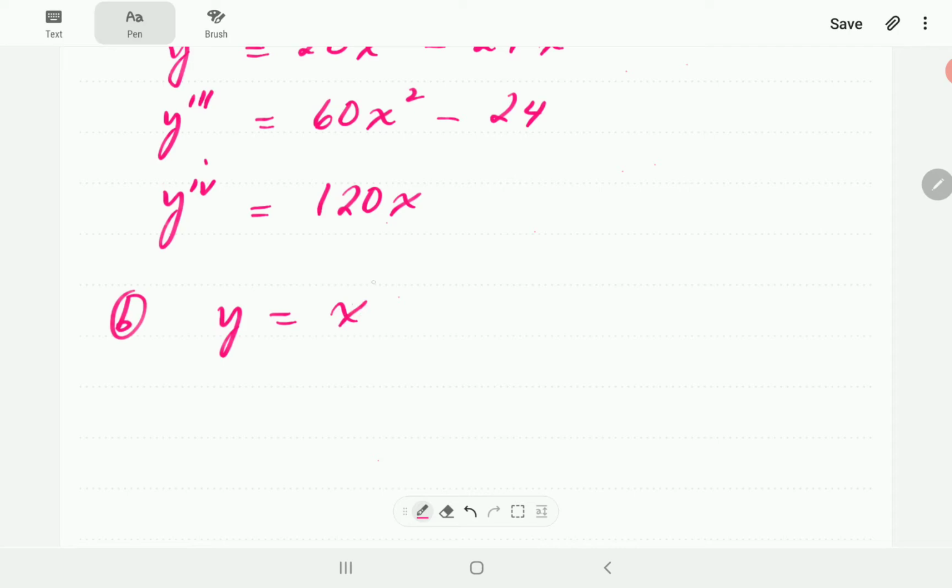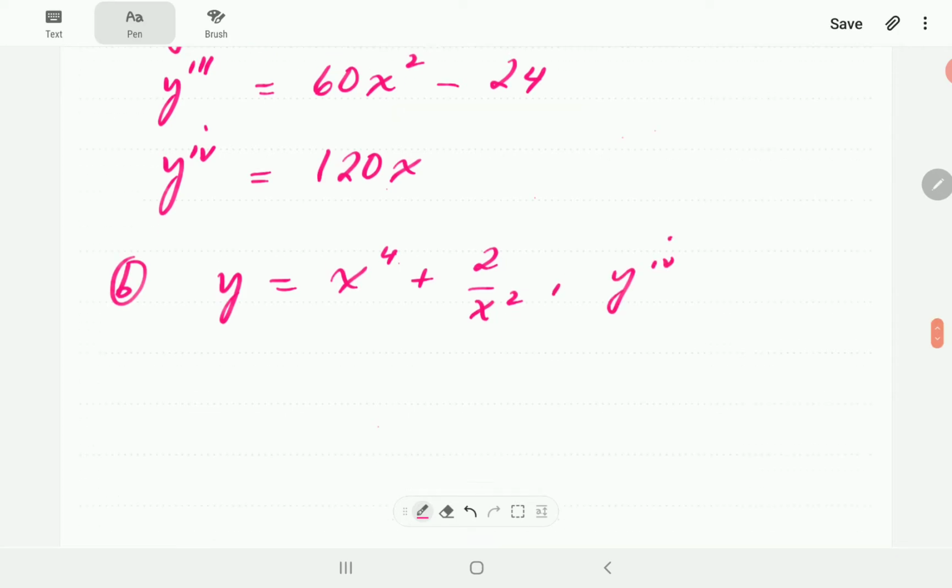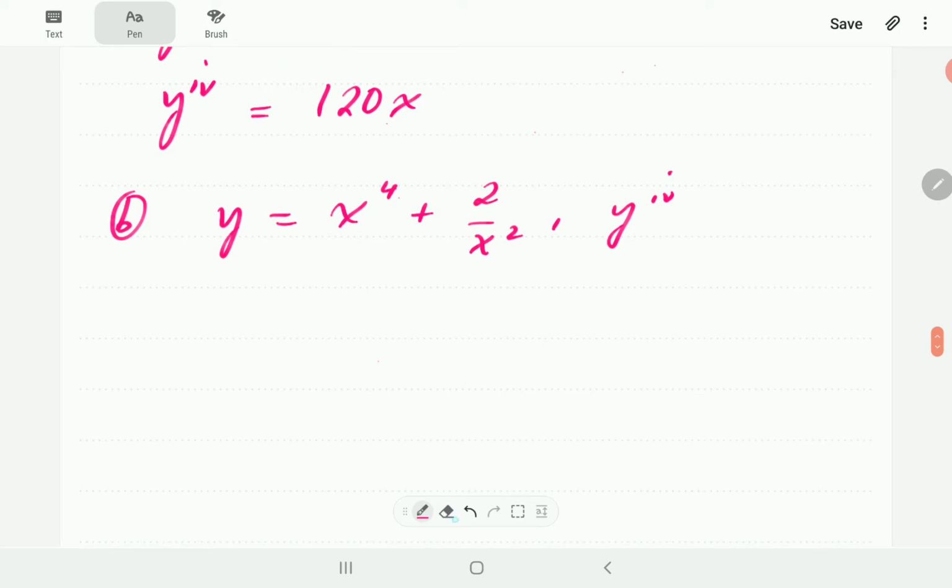In B, we have x to the power of 4 plus 2 over x squared. Again, we're looking for the fourth order derivative. The first thing we're going to do this time is rewrite this so that the x is in the numerator. So it's going to be x to the power 4 plus 2x to the power minus 2. Notice, as we've mentioned before, even though this looks like a quotient, we don't have to use the quotient rule because there is no x in the numerator.